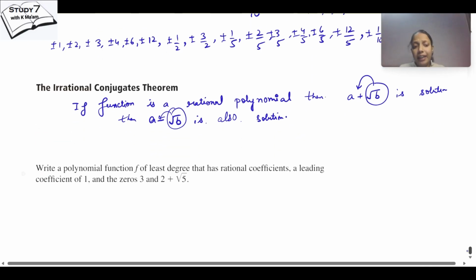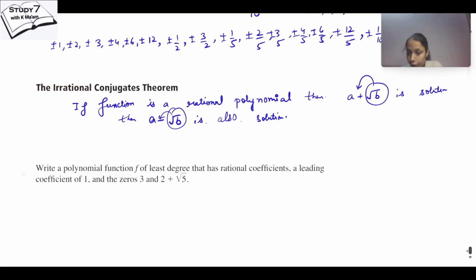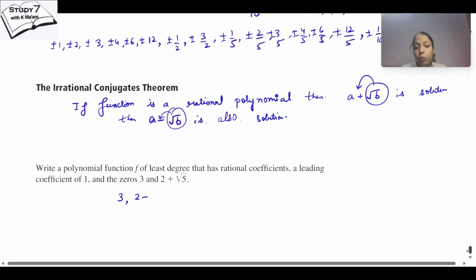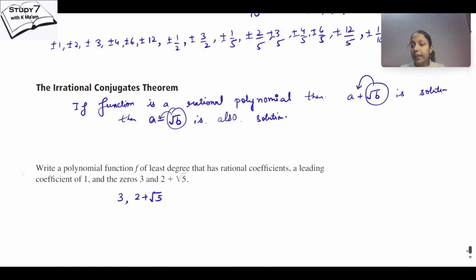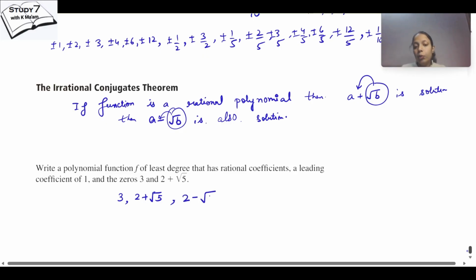See this. It says write a polynomial function f of least degree that has rational coefficients and leading coefficient 1, and the zeros are 3 and 2 plus root 5. What are the zeros? 3 and 2 plus root 5. We just write here, if in a rational polynomial a plus root b is a solution, then the conjugate, 2 minus root 5, is also a solution, even though they didn't write it. You have to write it from your side by this theorem, the irrational conjugate theorem.